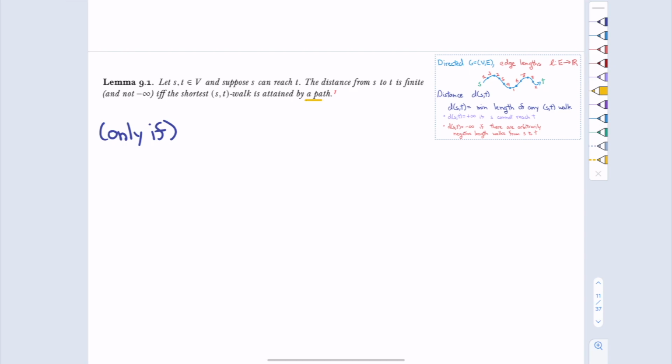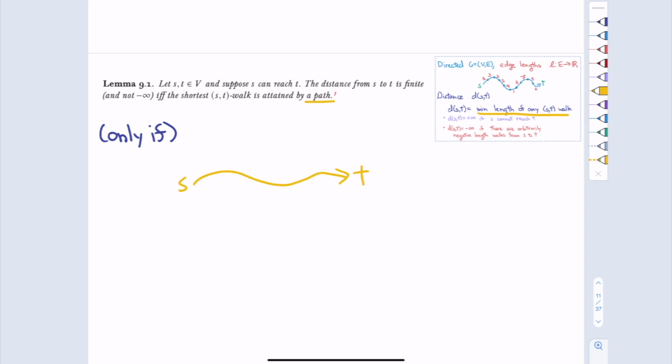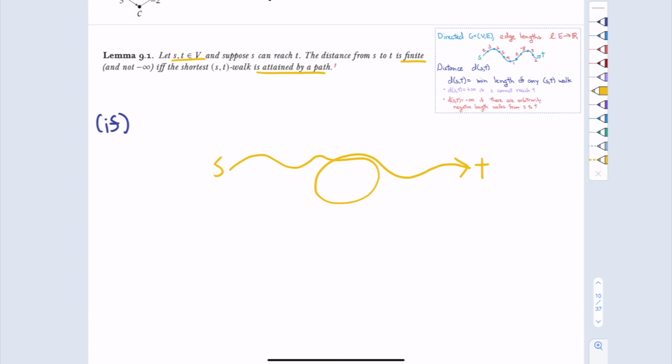So suppose there is a path that's at least as small in total length as any walk, then it's a path. So it's a finite number that's being summed. The total length is finite, and that just gives you the distance. So if it is a path, then it has to be finite. That's almost not too interesting.